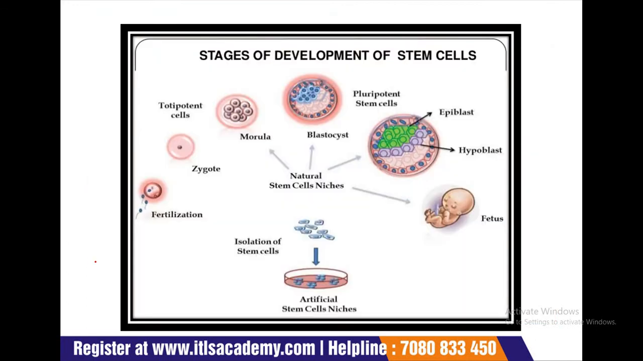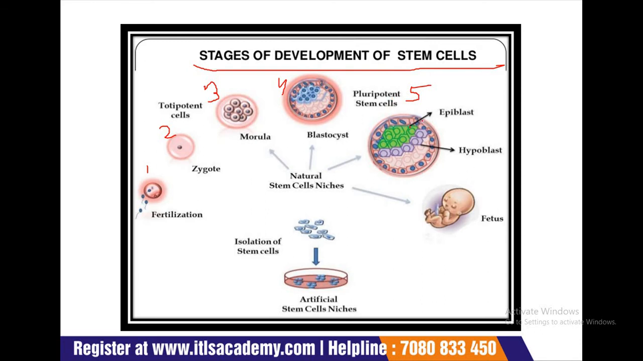Now here we can see in this picture the different stages of development of stem cells. The first stage is fertilization, and then the second stage is called the zygote. After fertilization, the second stage converts into the zygote. These are called totipotent cells. We will discuss this in the further slides. The third stage is the morula, the fourth one is the blastocyst, and the fifth one is the epiblast cells, which are the pluripotent stem cells. This condition is called pluripotent stem cell.